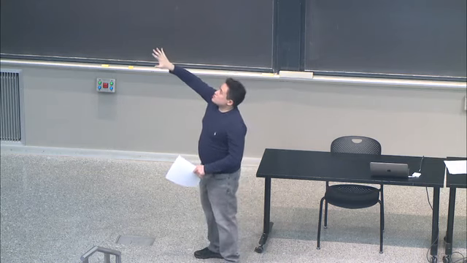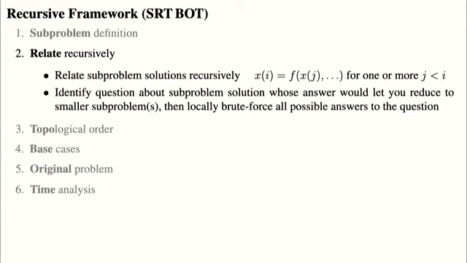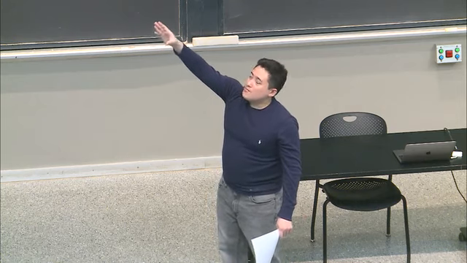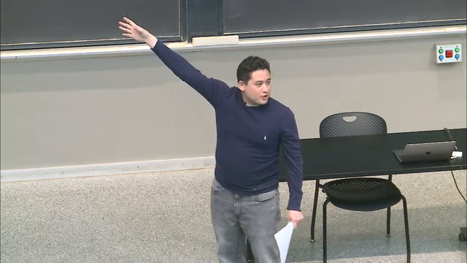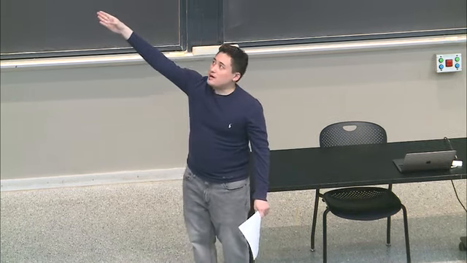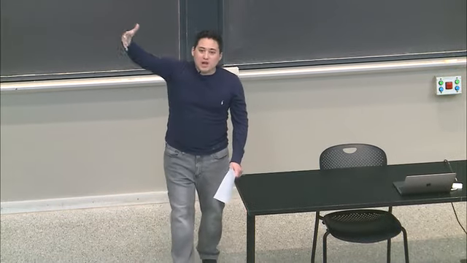So relate them recursively. Basically, I'm going to say that x of some set of parameters equals some function, usually a maximization or a minimization or a summation or an or an and or some other combinator of a bunch of choices that you might make, right? Or a bunch of subproblems that you might recurse on. So basically, you're going to depend on some other subproblems that are smaller in some sense.